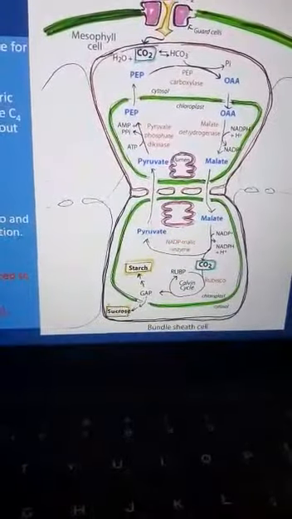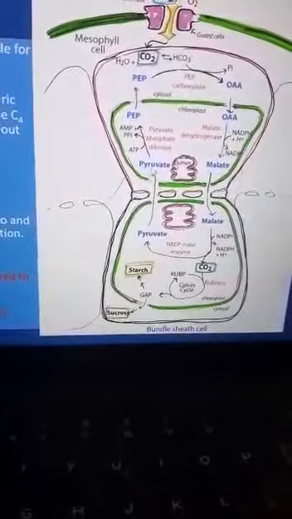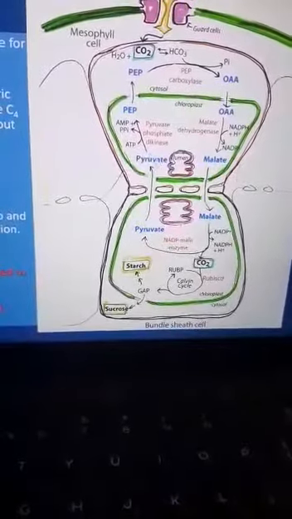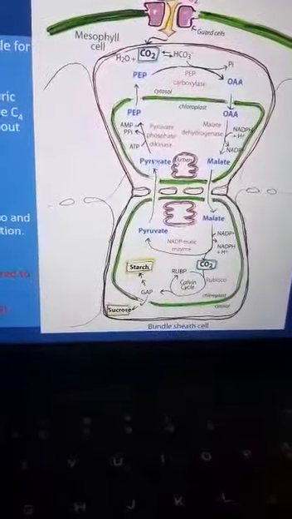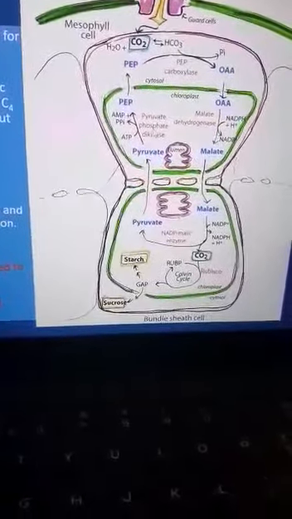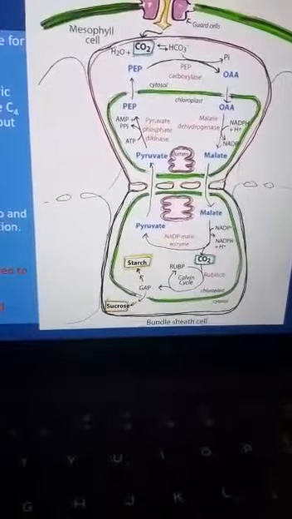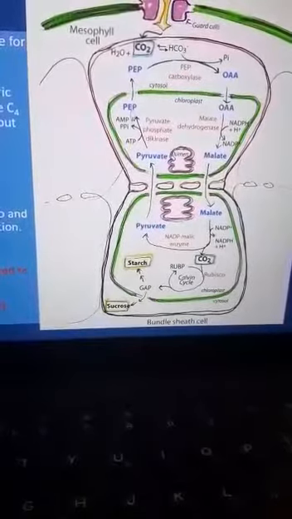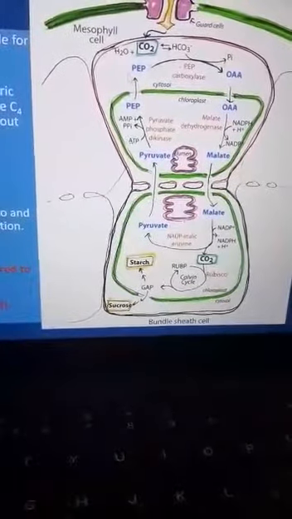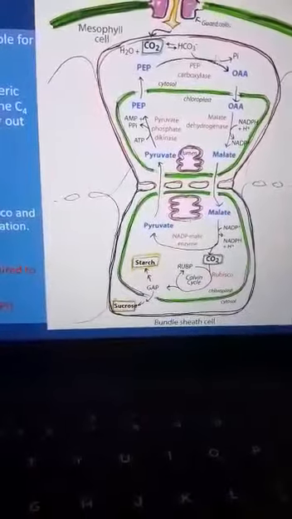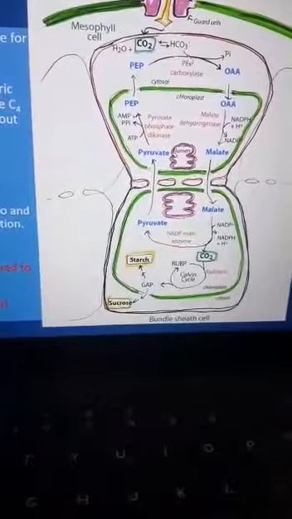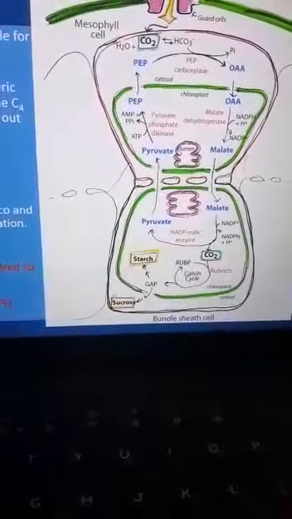That pyruvate is delivered back into the chloroplast of the mesophyll cells, as you can see, and it is converted into PEP by the enzyme called pyruvate phosphate dikinase. You can see the name of that enzyme there. And then the next thing is this PEP is delivered out of the chloroplast into the mesophyll cells, and it is ready to combine with another incoming bicarbonate or another incoming carbon dioxide. So we are done with what happens in the mesophyll cells.